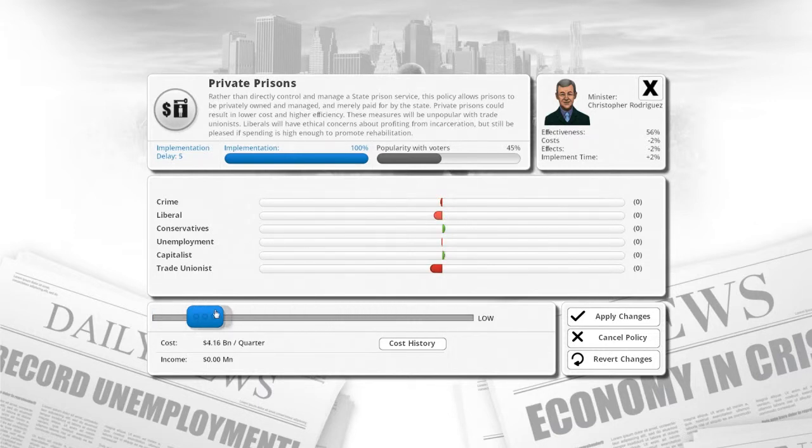Yeah, you get more effectiveness, I think, out of private prisons. Although trade unionists don't like you as much, liberals eventually like you. And crime goes down, unemployment goes down, conservatives like you. Liberals and conservatives like you. When does that ever happen? And capitalists also like you.